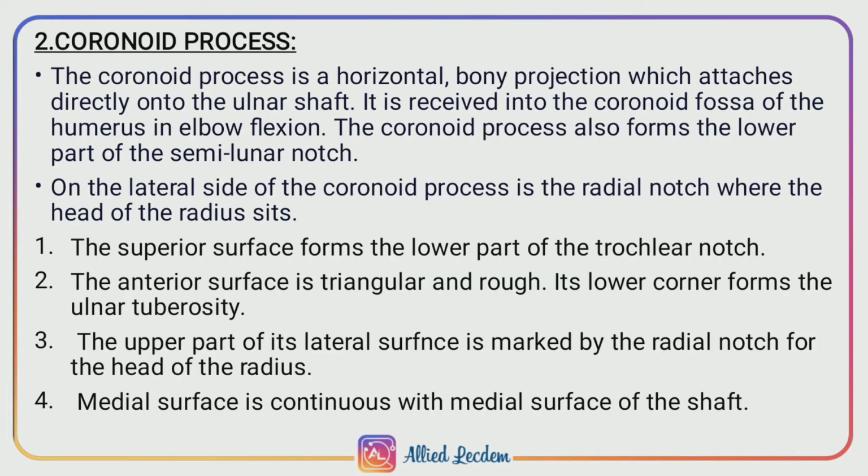Next comes the coronoid process. It is a horizontal bony projection which attaches directly onto the ulnar shaft. It is received into the coronoid fossa of the humerus in elbow flexion. On the lateral side of the coronoid process is the radial notch where the head of the radius sits. The superior surface forms the lower part of the trochlear notch, whereas the anterior surface is triangular and rough, and the upper part of its lateral surface is marked by the radial notch for the head of the radius, and the medial surface is continuous with the medial surface of the shaft.